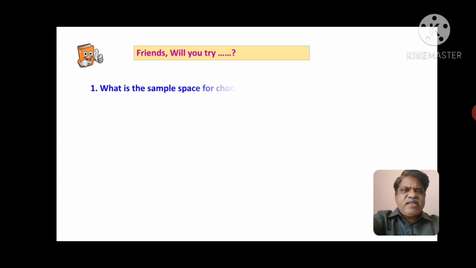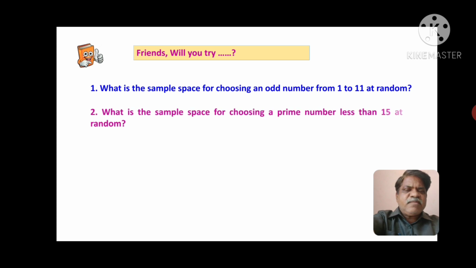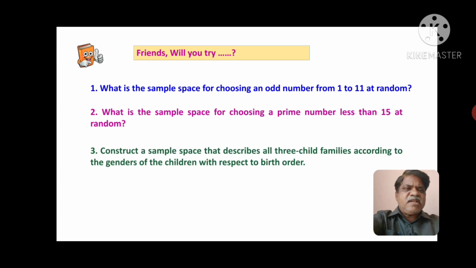Friends, will you try this? What is the sample space for choosing an odd number from 1 to 11 at random? What is the sample space for choosing a prime number less than 15 at random? Construct a sample space that describes all 3 child families according to the genders of the children with respect to birth order. Write the sample space for given interval 3 to 9.